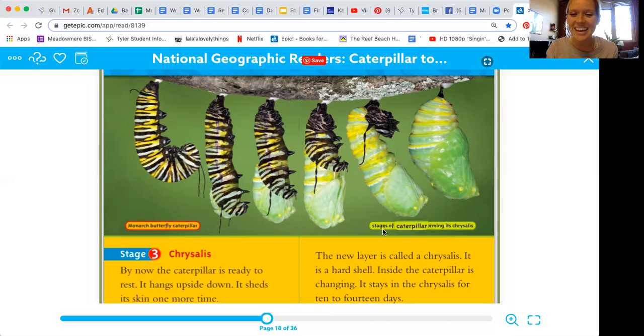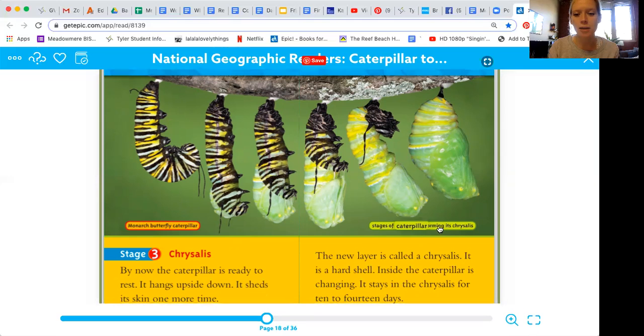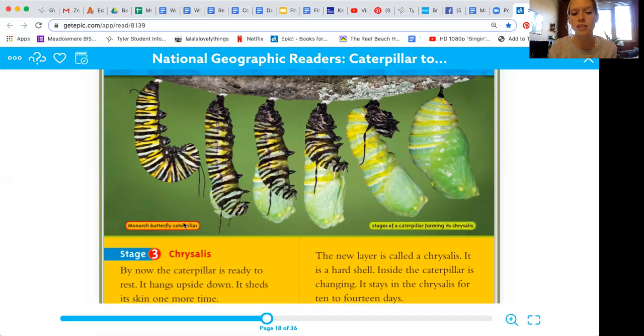I'm sorry. Because a label is a name of something, remember, and the caption is new information. Stages of a caterpillar forming in its chrysalis. So that'd be a caption because it's new information, while this is just a label, the name of something.